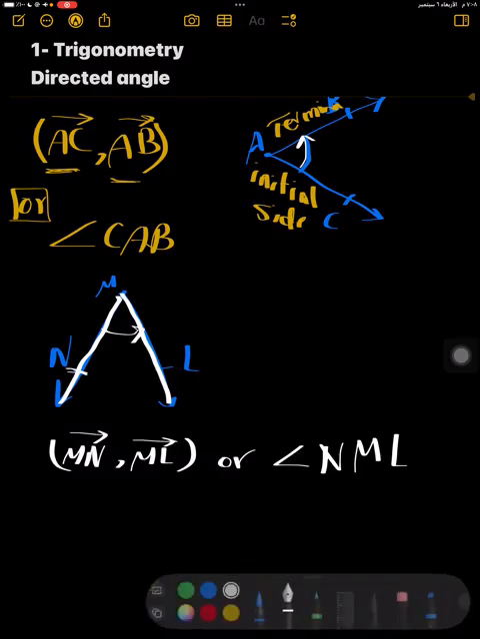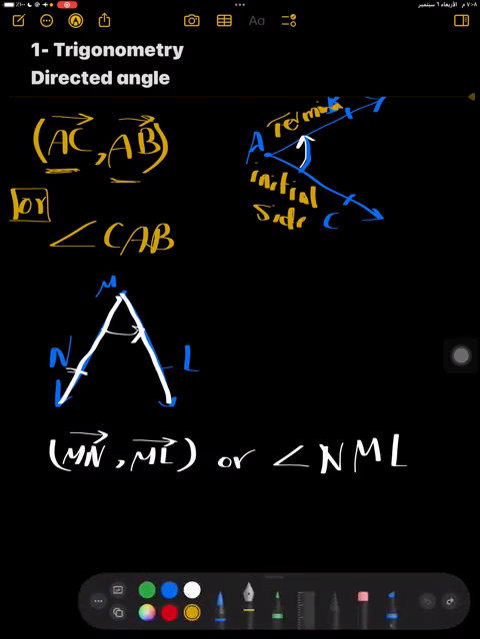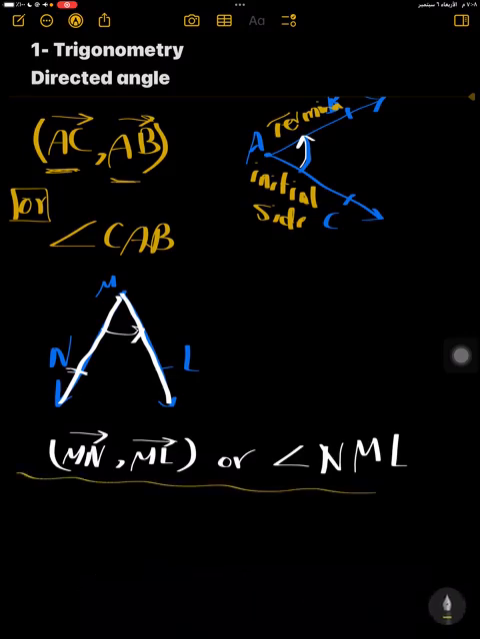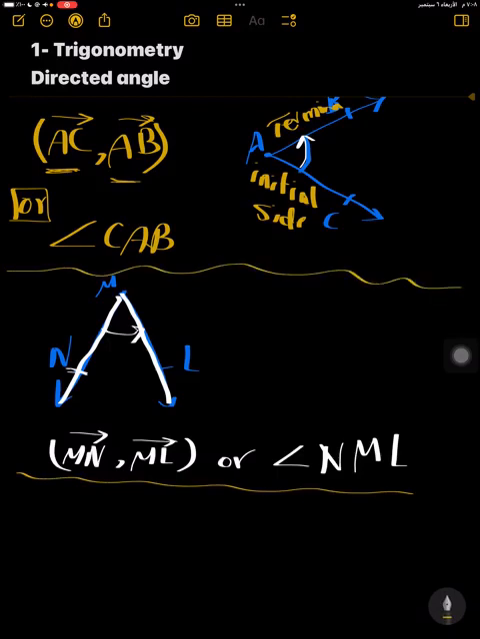Okay. Another point in the directed angle, the direction of the arrow. The direction of the arrow refers to the direction of the angle. Look, we have two directions. This is a clock, okay? And the clock direction is this direction. This direction is called clockwise direction. And the other is called anti-clockwise direction.